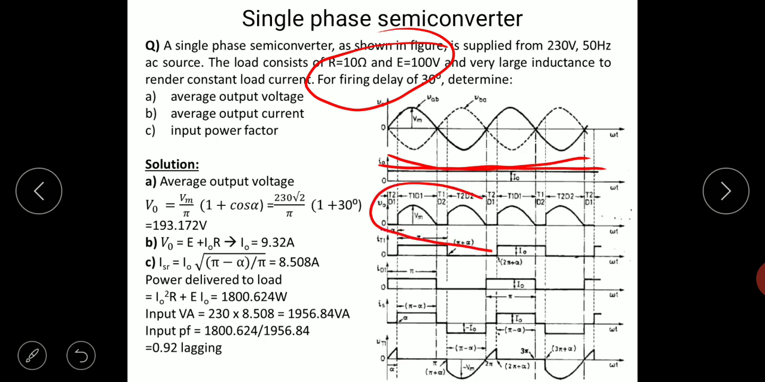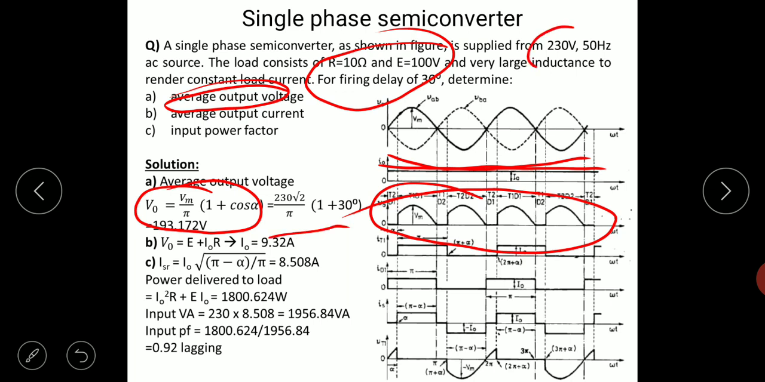We have the waveform for load voltage that exists between alpha and pi. We have just seen that the expression for load voltage will be Vm by pi into 1 plus cos alpha. By this expression we can find the average output voltage. We have put all these values: we have the AC voltage, we have the firing angle. We can put in our angle and solve for the average output voltage. What about the average output current?